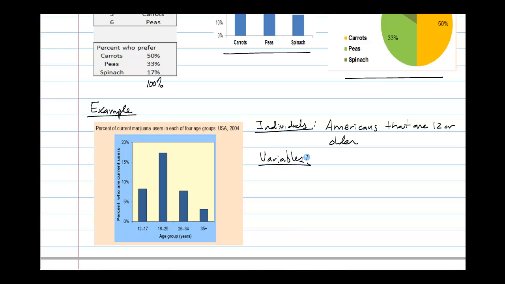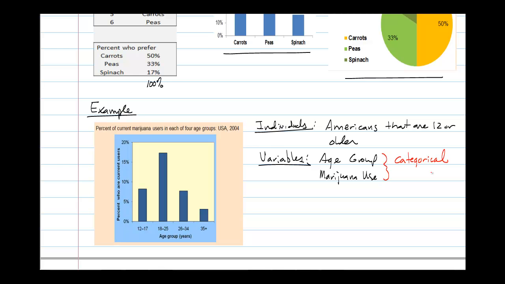Next thing we can do is talk about the variables. So variables are basically age group. So you'd ask a person, which age group do you fall in? 12 to 17, 18 to 25, 26 to 34, and 35 plus. And then we'd also ask them whether you use marijuana or not. So marijuana use. Now both of these in this particular instance are categorical. Now remember, another name for categorical is qualitative.